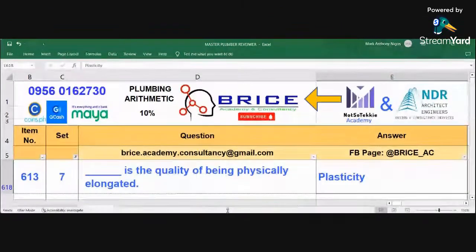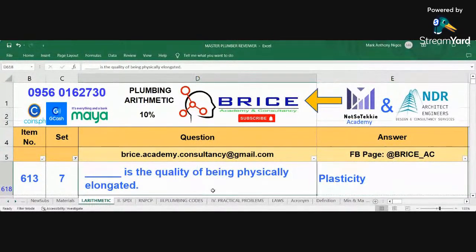613. The equality of being plus physically elongated. The answer is plus TC.